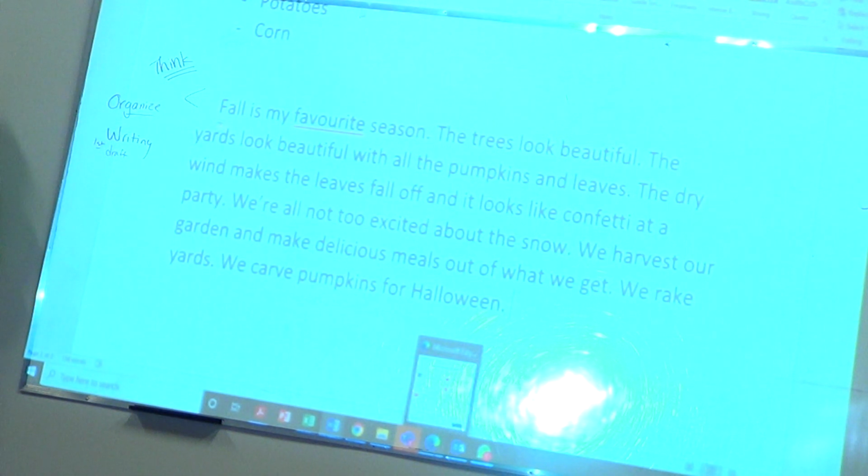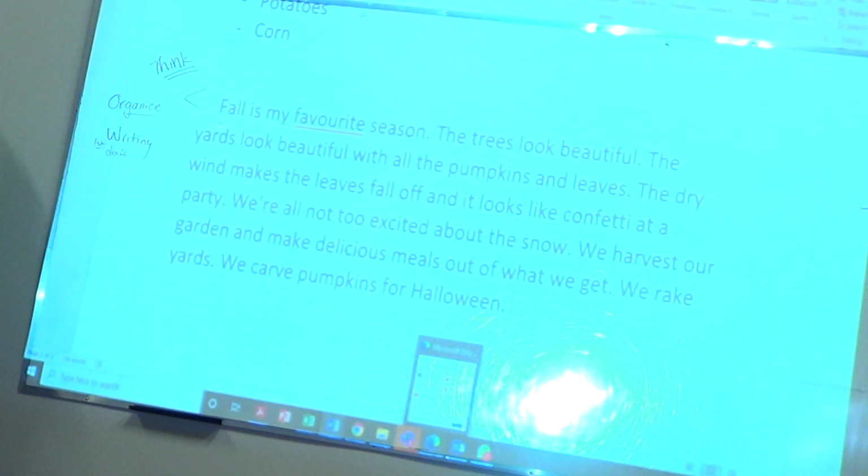How could we make it more interesting, or how could we make the supporting sentences relate more to the topic sentence? Or how could we make the topic sentence more interesting? What could we do? Fall is my favorite season, and we're not too excited about snow. That kind of doesn't make any sense. Okay, yeah, that one doesn't match, right? So if fall is my favorite season, we're all not too excited about snow.